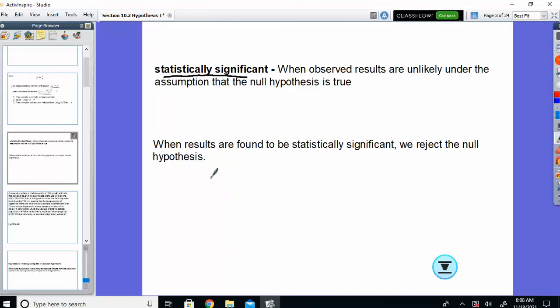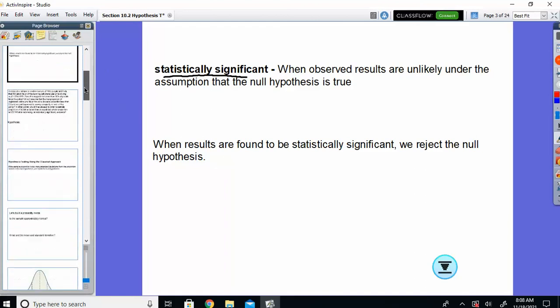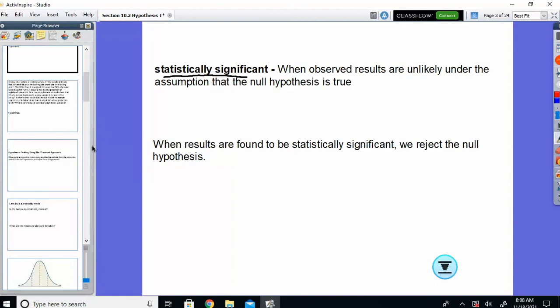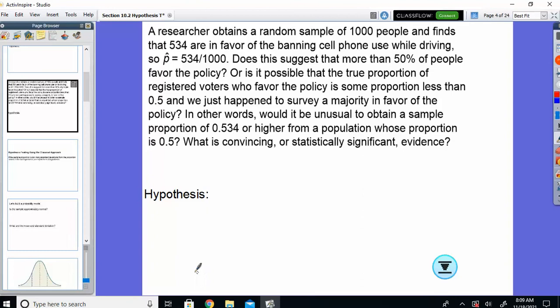So what we're going to be testing is we're trying to find out if things are significant enough to allow us to decide if we should reject or fail to reject the null hypothesis. Remember, yesterday we talked about writing a null and an alternative hypothesis, so let's do that for this example.